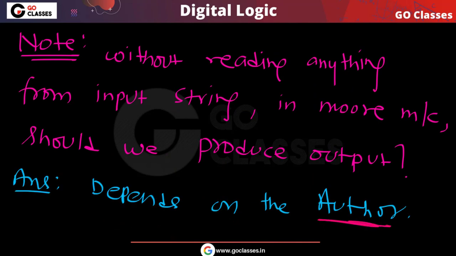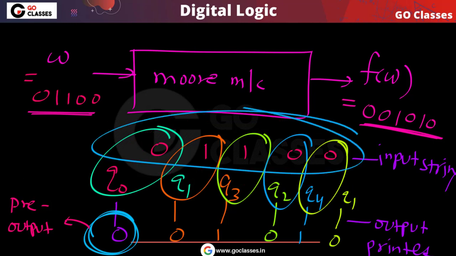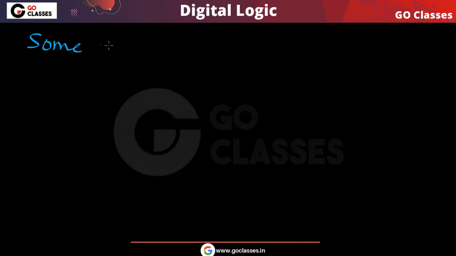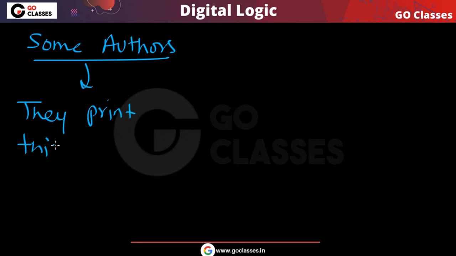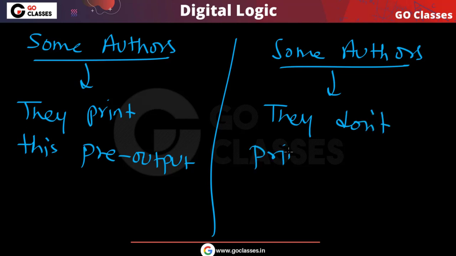So remember, some authors produce this first output, and some authors do not produce this first output. This first output, let me call it the pre-output, because we have it without starting to read the input string. So remember, it depends on the author. There are some authors who print this pre-output, and there are some authors who don't print it. Basically, this pre-output is not printed by them. They don't produce the pre-output. So remember, this is author dependent, and you don't have to worry about it.